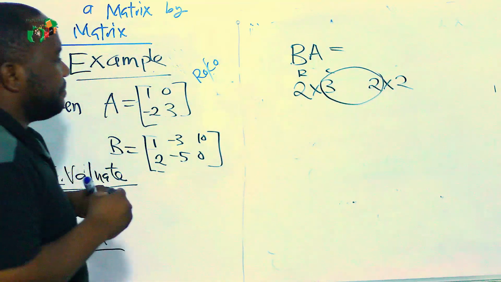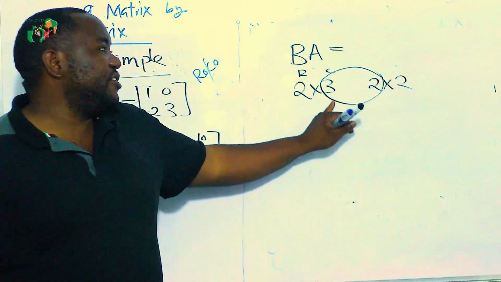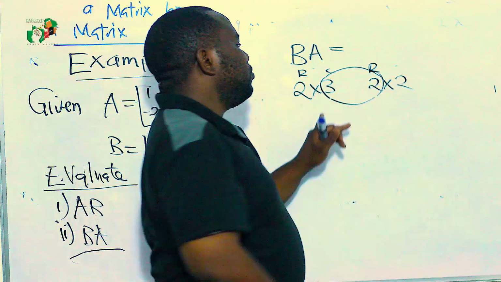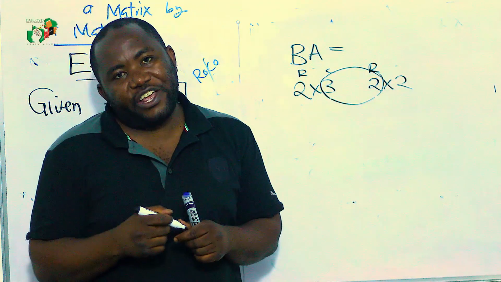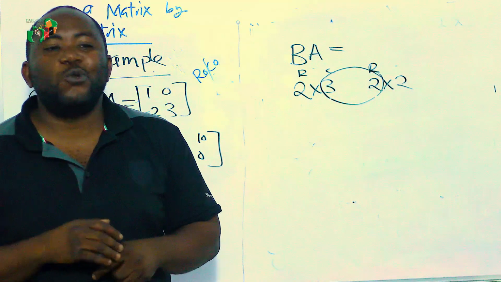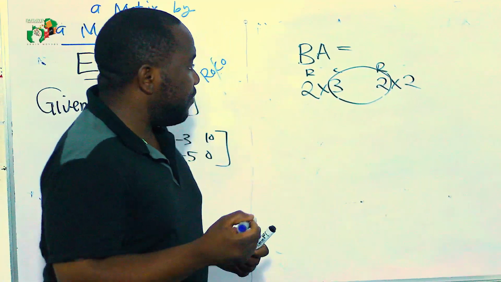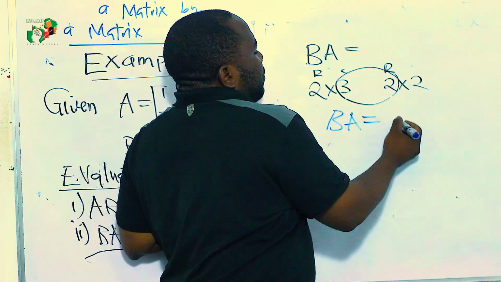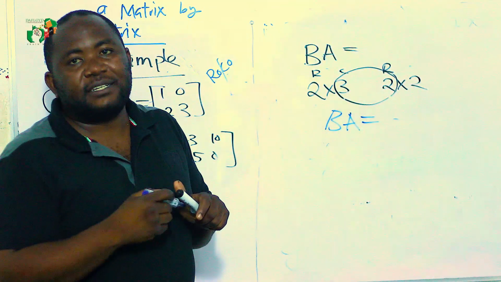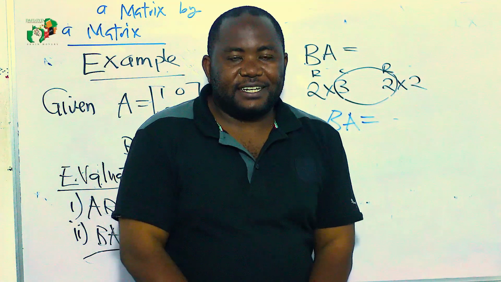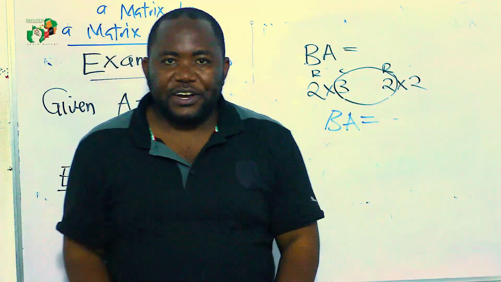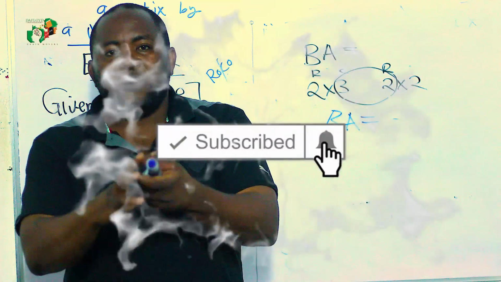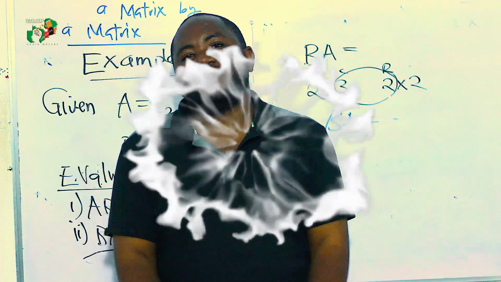Now we have this question. The first matrix column and the second matrix row, these two have to agree. Are they agreeing? The answer is no, they are not agreeing. Therefore, this matrix BA cannot be multiplied. It cannot be multiplied. So we have concluded on matrices multiplication. All you need is to do more practice. We are finishing in the next lesson.